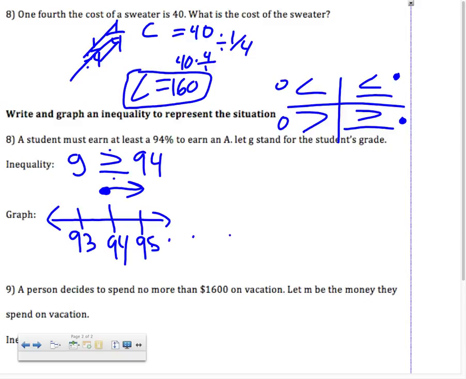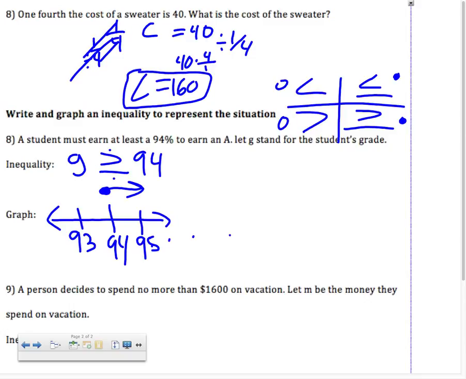So your graph, remember, comes in 2 pieces. It comes in the dot and arrow, and it comes in making sure the numbers are arranged correctly. So put the dot over the number you start with, draw the arrow to the numbers that are in the same direction that you want to go.